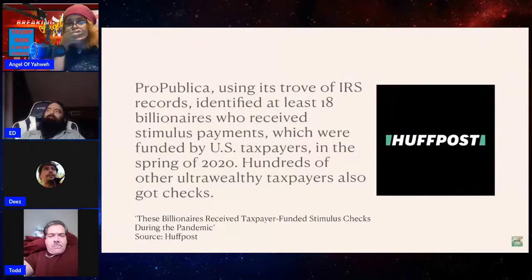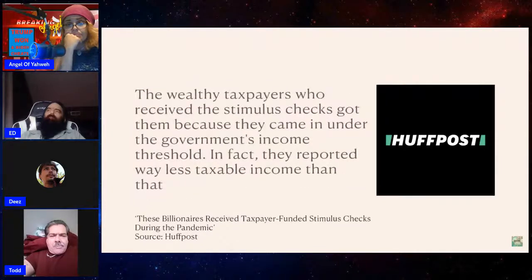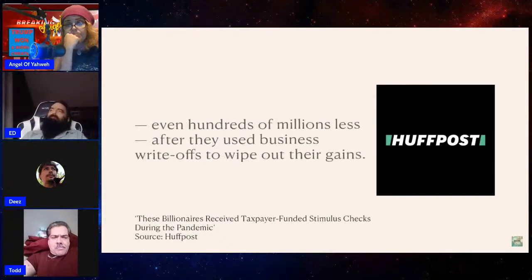ProPublica, using its trove of IRS records, identified at least 18 billionaires who received stimulus payments which were funded by US taxpayers in the spring of 2020. Hundreds of other ultra-wealthy taxpayers also got checks. The wealthy taxpayers who received the stimulus checks got them because they came in under the government's income threshold. In fact, they reported way less taxable income than that, even hundreds of millions less after they used business write-offs to wipe out their gains.